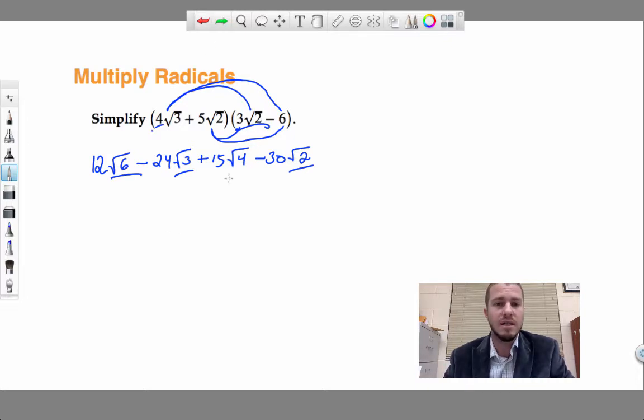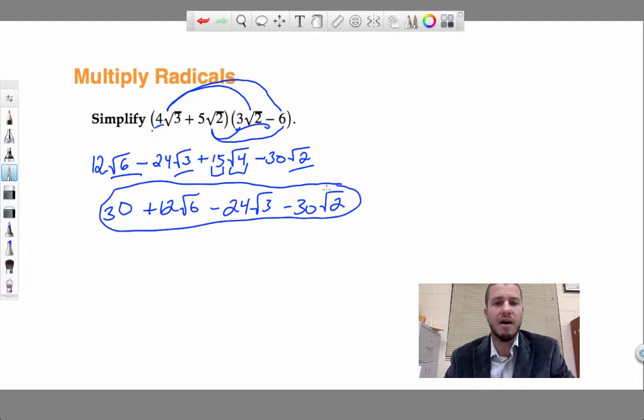So what this is, this is 15 times 2, which is going to be 30. And I'll go ahead and put that one first. And then none of the others simplify, so I can't combine them. So you just leave it plus 12 square root of 6 minus 24 square root of 3 minus 30 square root of 2. And that's the simplified form. If they are both the same, then you would be able to combine them, but none of these are, so that's it.